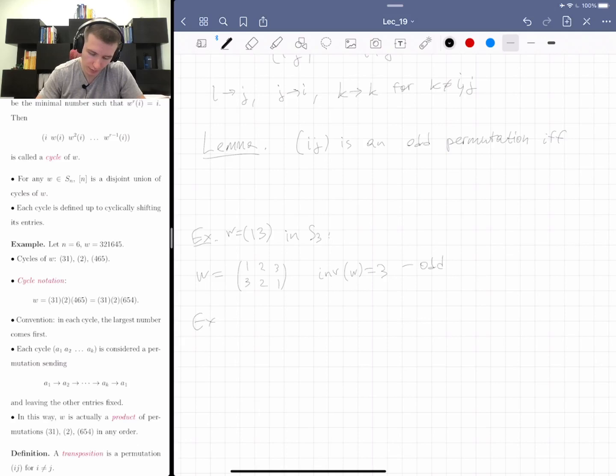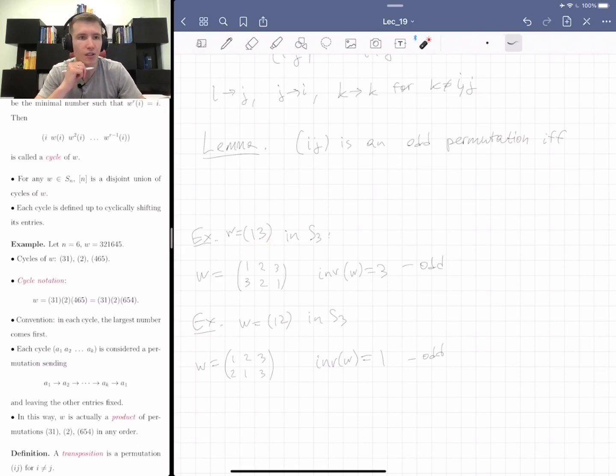And if I do an example of w = (1, 2) in S3, then w is 2, 1, 3. So the number of inversions of w is 1. That's also odd. So it's not quite the difference between i and j. Oh, actually, I'm out of time. Maybe I should continue.